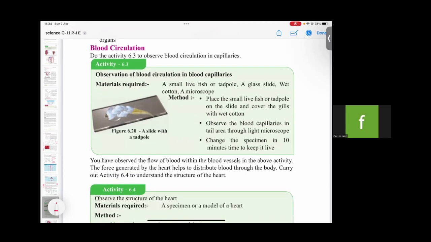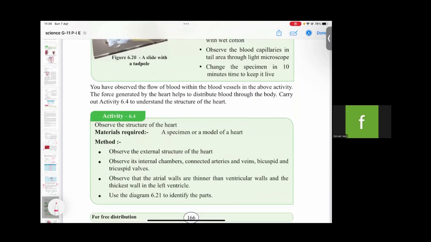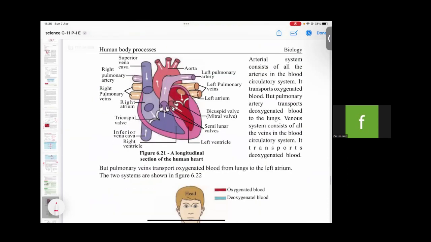Now we go and learn about blood circulation. If you see a tadpole, like a living tadpole, under the light microscope, you can see the flow of blood within the blood vessels. You can even see some videos on YouTube where you can see the blood circulation very clearly. Now we come to the very important organ in our body, the heart. If the heart stops working, we all die. That is how we know we are dead.